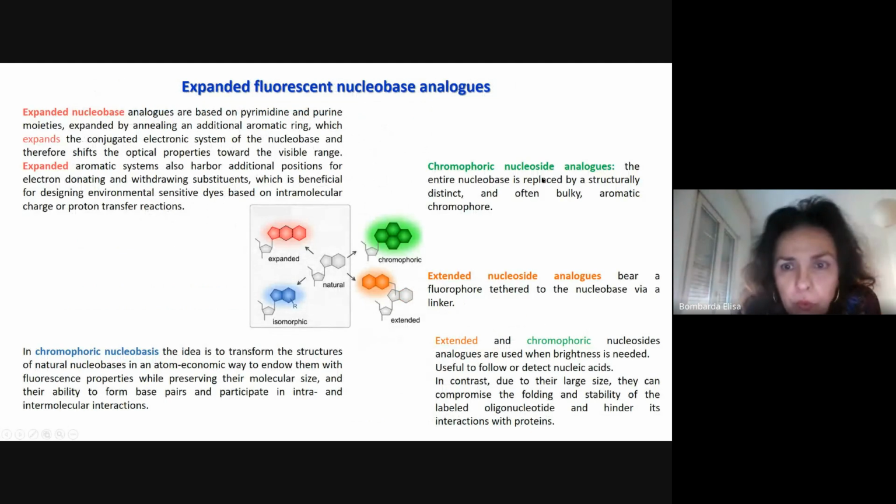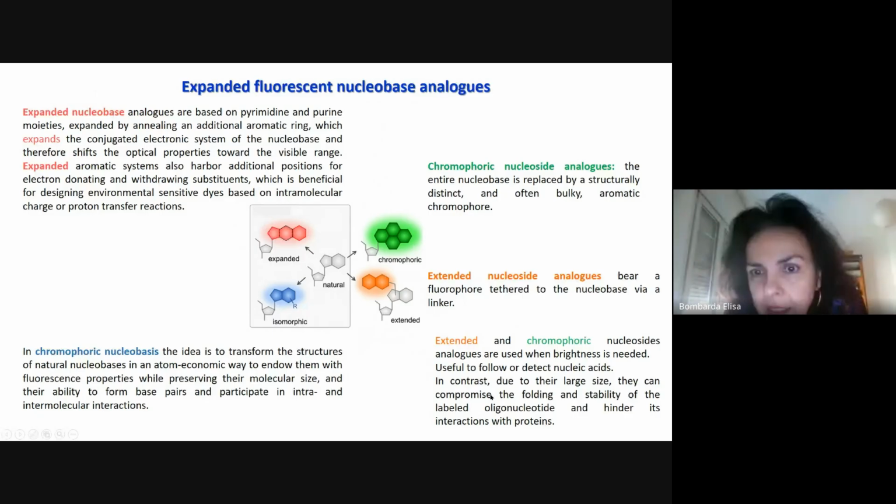I start from this side, because we will concentrate more on it in the next part. So in green we have the chromophoric nucleoside analogs. Here we have practically the entire nucleobase replaced; you see here that is the sugar. So in the place of the nucleobase there is a bulky aromatic chromophore that is fluorescent.